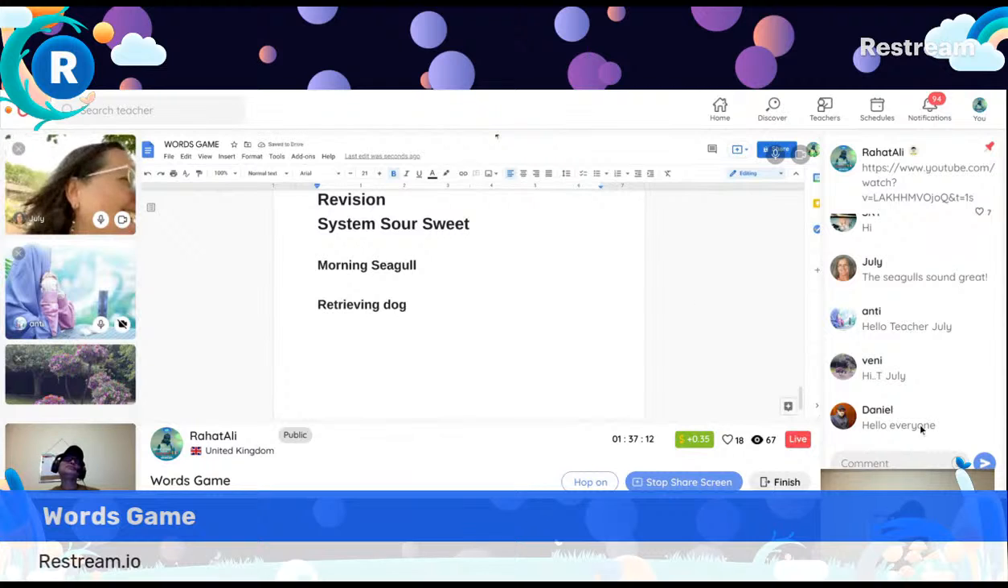Now the game is, teacher Julie, you can give two words and they have to make a connection by making sentences, logical, meaningful sentences. All right. So mine works.